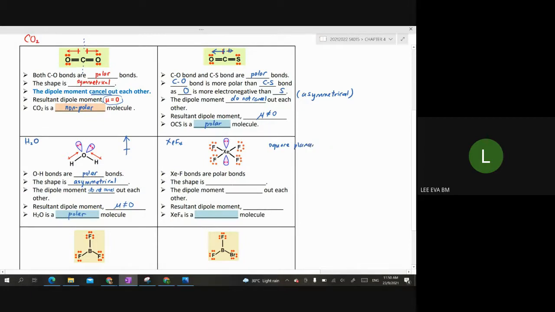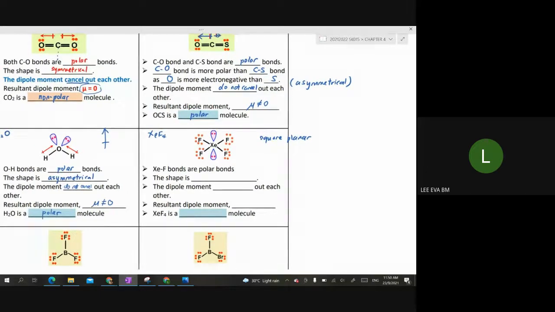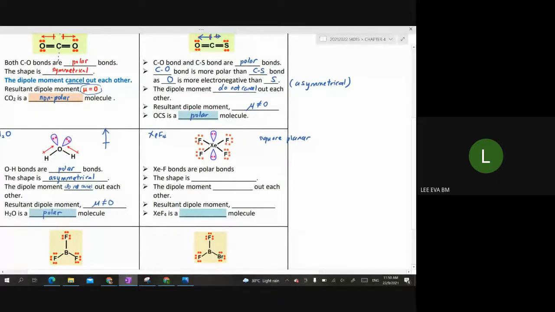Okay, so looking at this shape, we know that the Xe-F bonds are polar, because Xe comes from group 8 and fluorine is the most electronegative atom, therefore it is a polar bond. So the shape, is it symmetrical or asymmetrical? Symmetrical. Atas, bawah, kiri, kanan nampak kan? So yang ini adalah symmetrical.